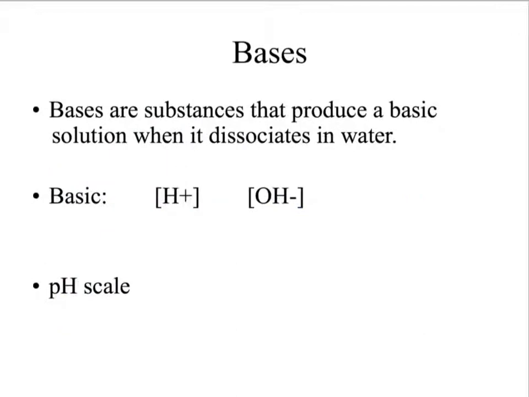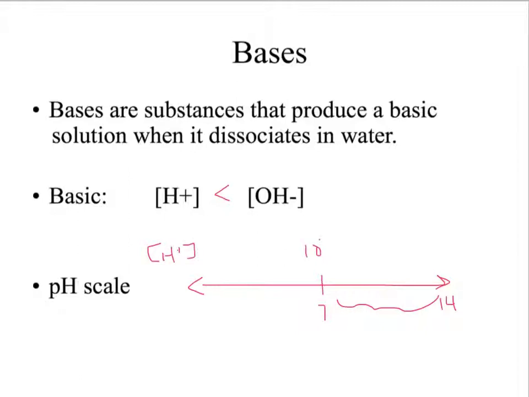So bases have a greater presence of hydroxide ion when they're in solution. Therefore, the amount of H plus is lower. So again, on the pH scale, bases are above pH 7, up in this area. Now, pH 7 is equivalent to an H plus concentration of 10 to the negative 7. And pH 14 is equal to a concentration of 10 to the negative 14th.